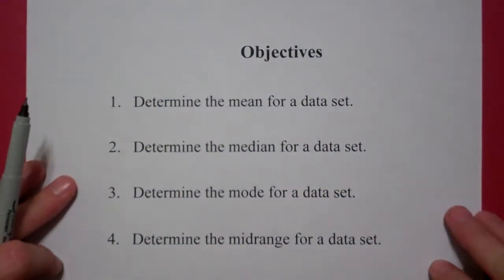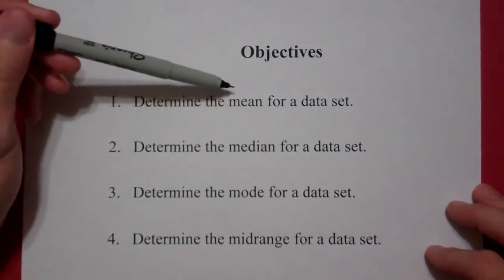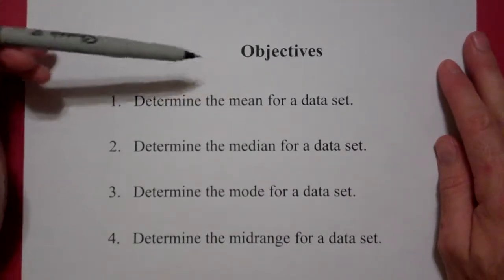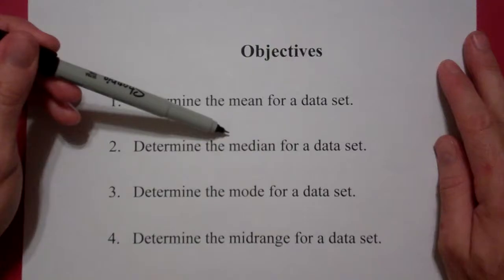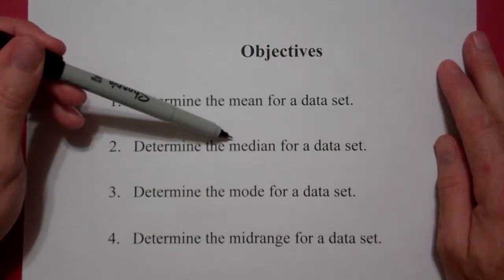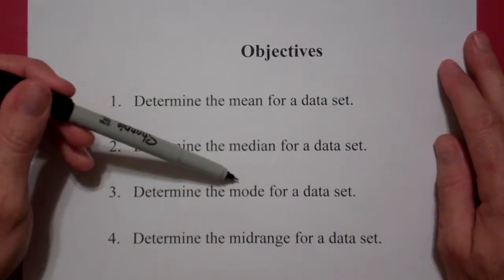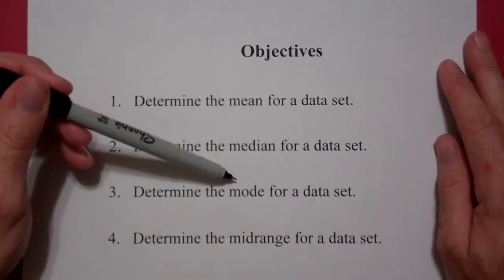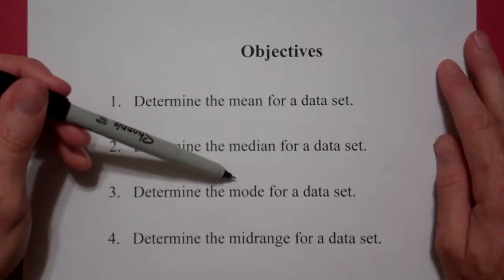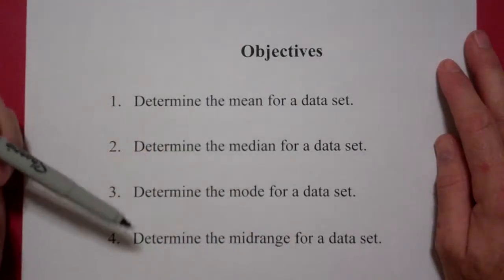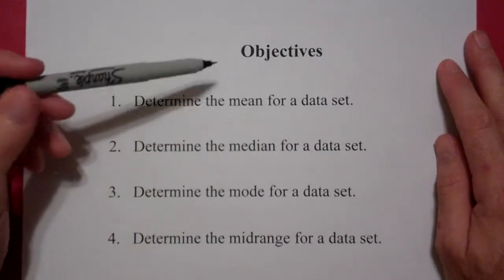So what we want to do is determine the mean for a data set. This is one way of measuring the center. We want to determine the median for a data set. This is another way of measuring the center. We want to determine the mode for a data set, another way of measuring at least the frequency of a particular data point, and to determine the mid-range for a data set. So these are just 4 ways that we do it.